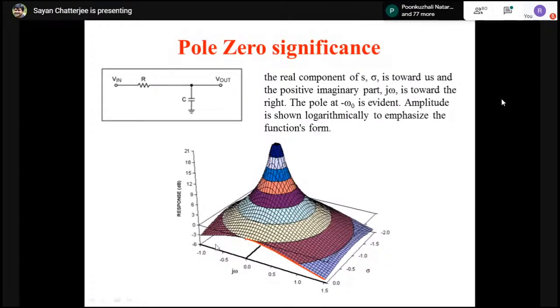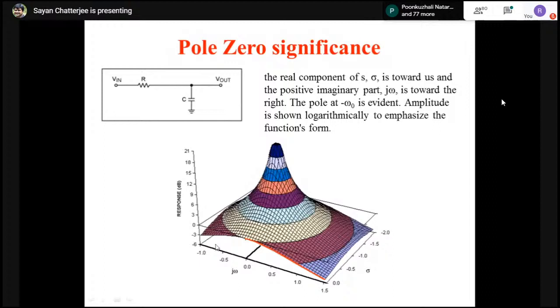The beauty of these images is that, first of all, j omega has positive values here and negative values here. And at the center, in terms of sigma, it has a negative value. So it means the first order pole is in the negative plane of sigma. But when we are looking from this side, it shows this plot to us. That's why the projection shows only an image of the pass band, and then it just goes down. So it's a low pass response.